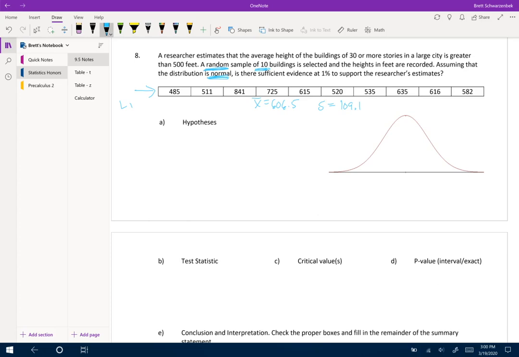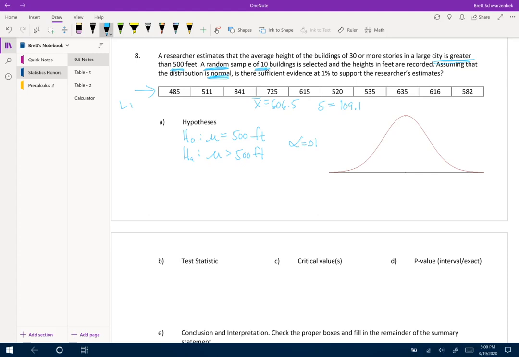So remember hypotheses. We know that the null hypothesis is a statement of equality. So it looks like our key value of mu is 500 feet. And we have a very important keyword of greater, so we know that our alternative is mu greater than 500 feet. And it appears that alpha is 0.01 for this particular problem.